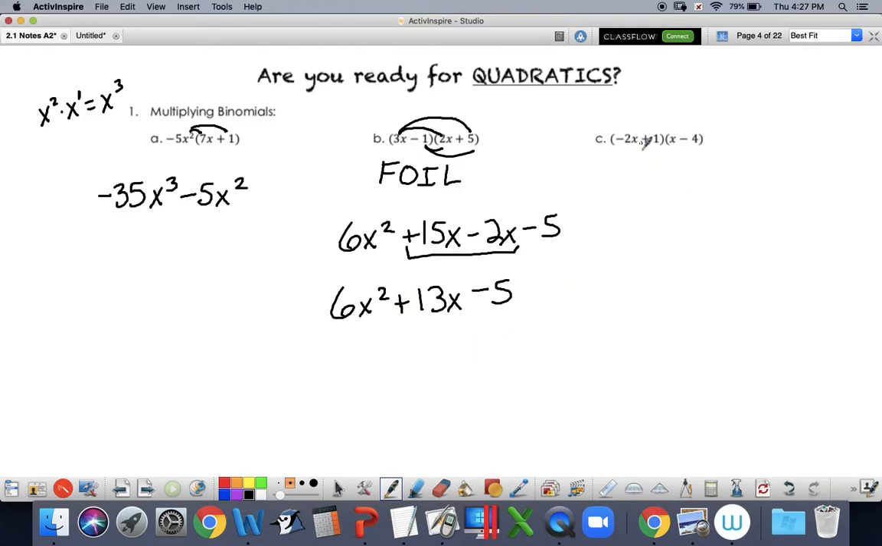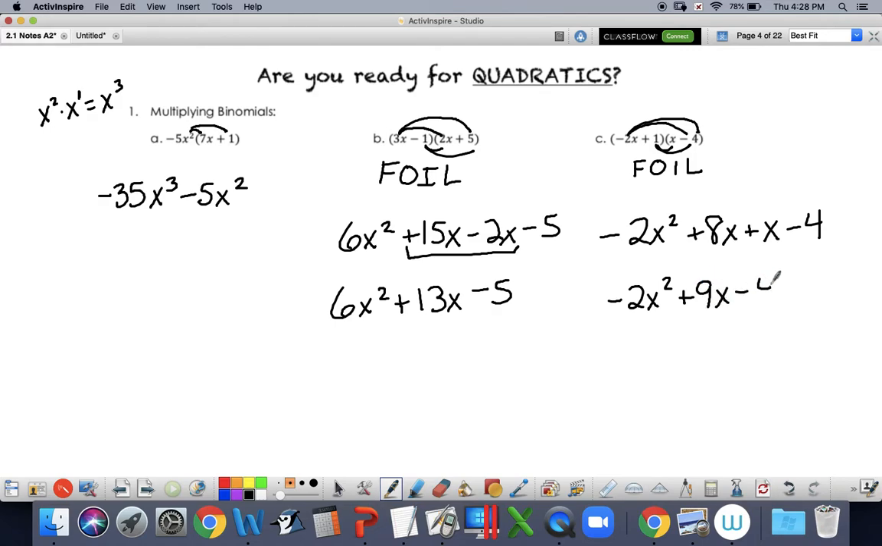Our letter C also asks us to FOIL. I've got 2 binomials side by side. So I multiply my first terms together. I get negative 2x squared. Then my outers, plus 8x. Then my inners, plus x. And then my lasts, minus 4. And again, I look to see if there's anything that I can combine, and I can combine the 8x and the x. So my final answer becomes negative 2x squared plus 9x minus 4.